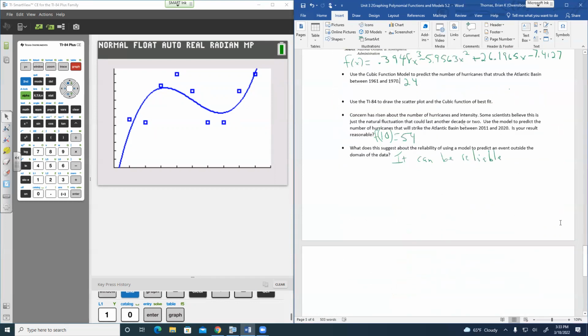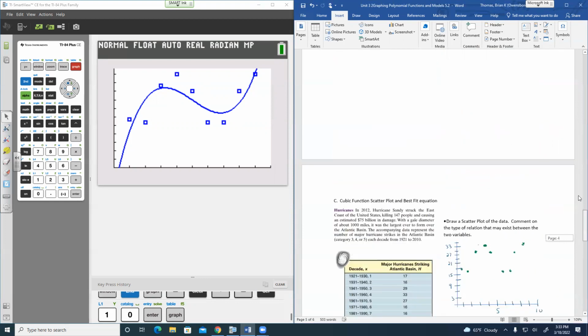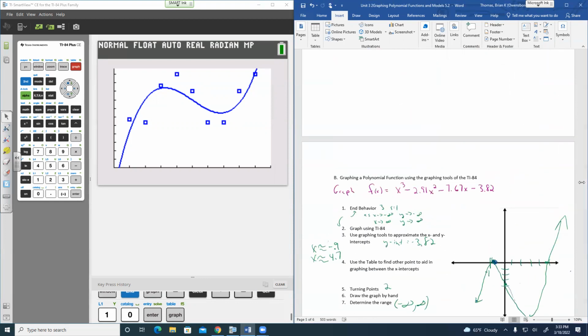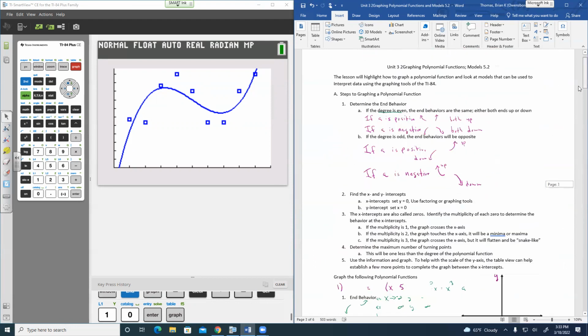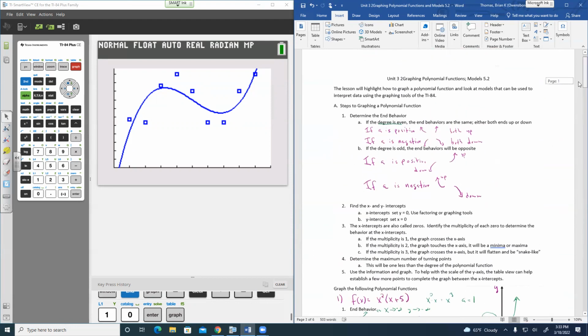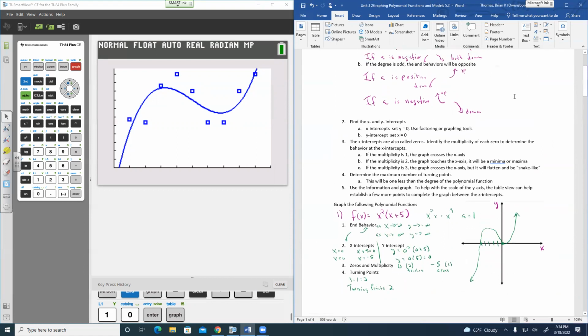All right. So that concludes this lesson as well, of trying to put polynomial functions into graphs. So we went from the equation to the graph using the characteristics of polynomial functions.